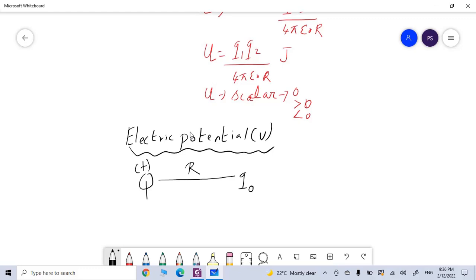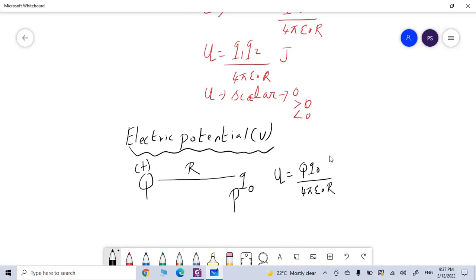Now you know that the work done in bringing this test charge Q0 from infinity to this point P is nothing but the electrostatic potential energy we have just now studied. So let's state the electrostatic potential energy here. In this context, it is going to be Q Q0 over 4 pi epsilon 0 r.